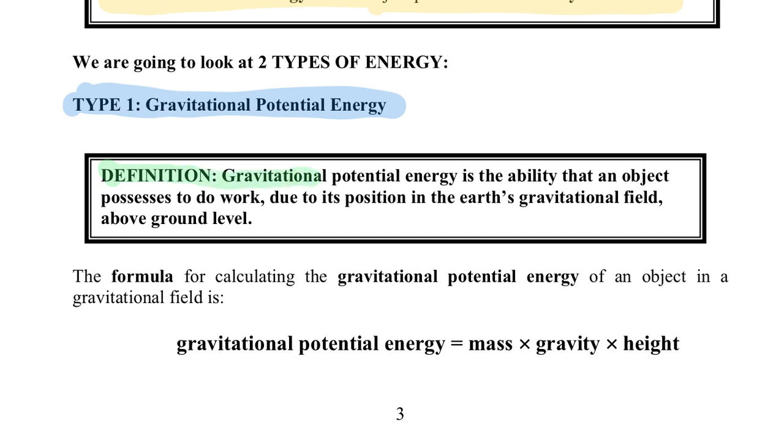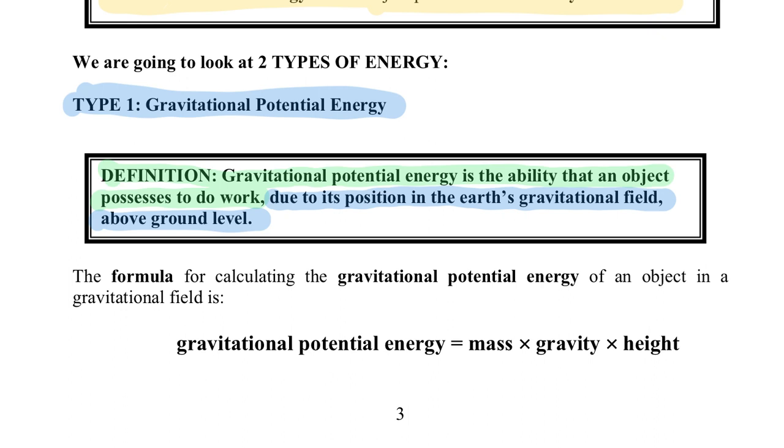It says here that gravitational potential energy is the ability that an object possesses to do work. Notice it's the same as this definition in the beginning. But now, why does it have the ability to do work? Well, it has the ability to do work due to its position in the Earth's gravitational field above ground level. Now, one should actually state this in a more general way, that the gravitational potential energy is the ability that an object possesses to do work due to its position in a gravitational field above the zero potential level in that field.